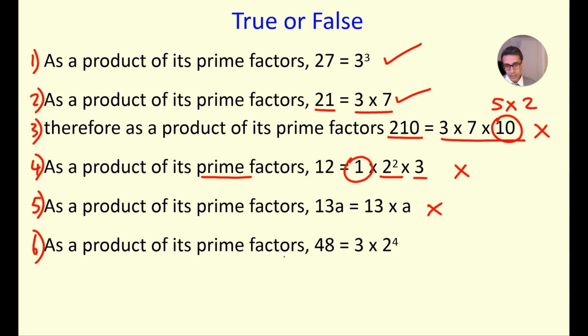Question 6. As a product of prime factors, 48 is 3 times 2 to the power 4. So 2 times 2 times 2 times 2 is going to give you 16. 16 times 3 is 48. So yes, this does work. That is true.